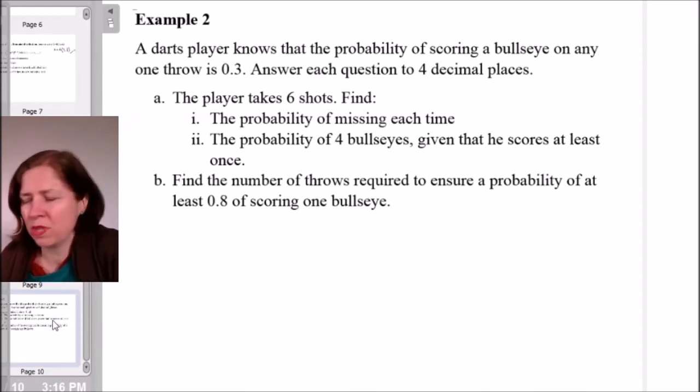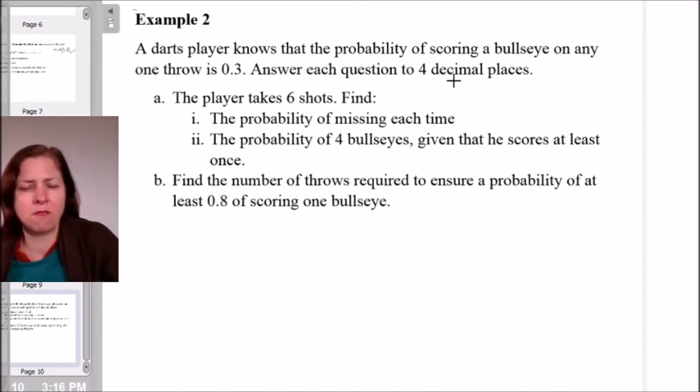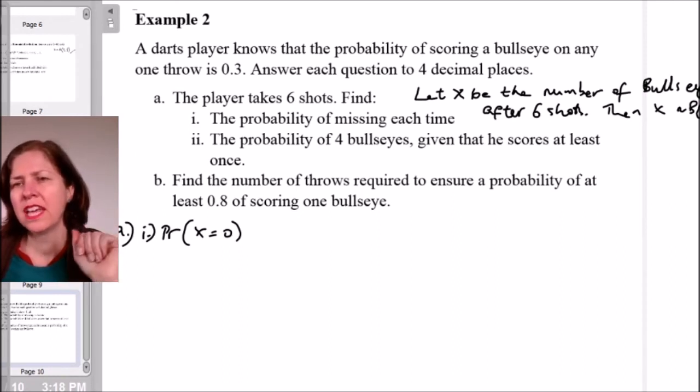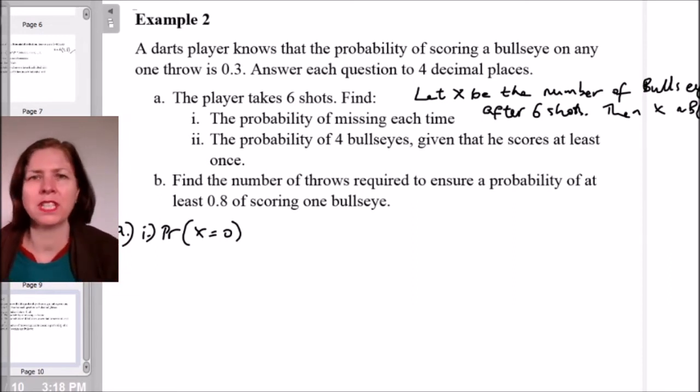So let's start with the easy part, which is part A. And I'm going to use my formula. And so the first thing I need to do is define my random variable. So I'll do that, not on your time. Okay, so I've defined my variable. Let x be the number of bullseyes after 6 shots. Then x is binomially distributed with n is 6 and p equals 0.3. I've put down the important information and got myself at least 1 mark.